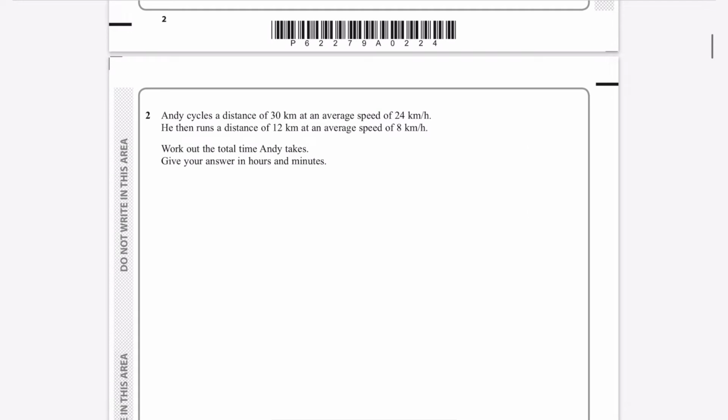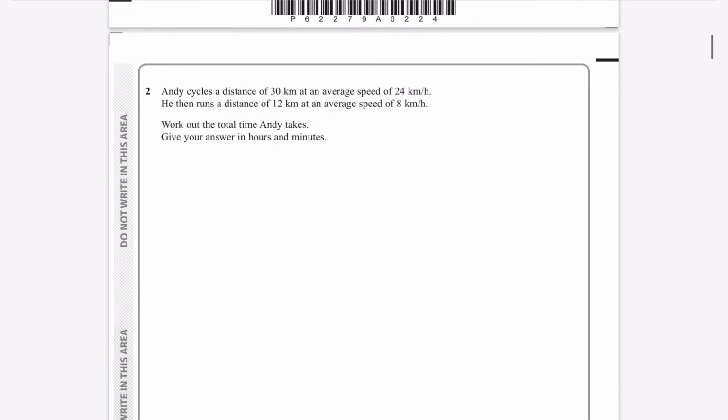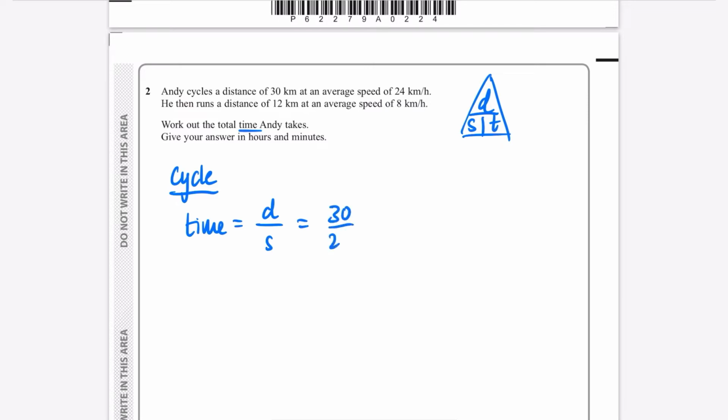Number 2, it says Andy cycles a distance of 30 kilometers at an average speed of this, and he then runs a distance of 12 kilometers at a speed of 8 kilometers per hour. Work out the total time that it takes. So for the cycling part, remembering our distance, speed, time, we know that time is going to be equal to the distance divided by the speed. So the distance is 30 kilometers and the speed is 24.